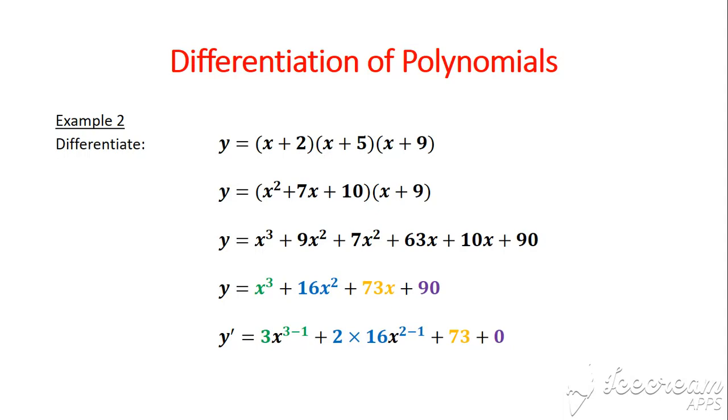So we'll use the informal notation of y dash, and we'll write it as the 3 comes out the front for the first term, and we take 1 off the power. For the second term, the 2 comes out the front, and we take 1 off the power. Remember, 73x differentiates to 73, and remember the number 90 will differentiate to 0. So when we tidy that all up, we get y dash is equal to 3x squared plus 32x plus 73.